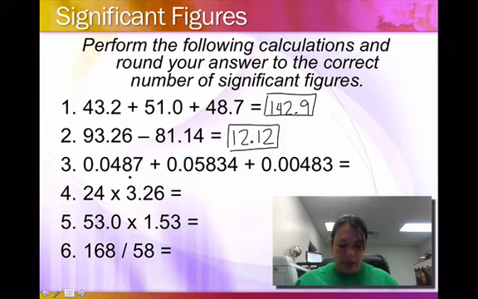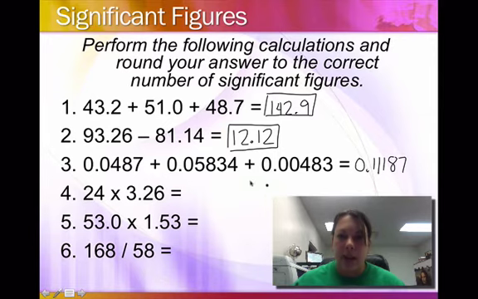All right, so 0.0487 plus 0.05834 plus 0.00483, and I get 0.11187. And if I look at the least number of decimal places, there's 4, more than 4, more than 4, so my answer should have 4, which means I have 1 extra here, so my answer should really be 0.1119, and that 7 is going to round up the 8. So I'm going to go to 9. And that's your final answer for number 3.